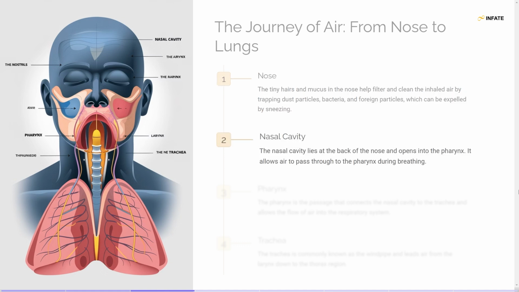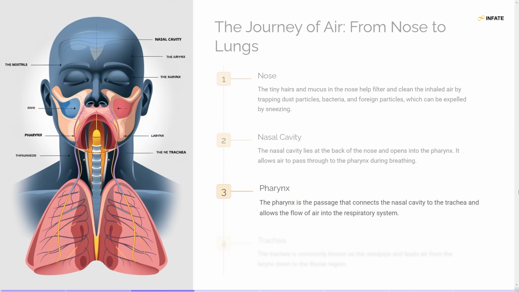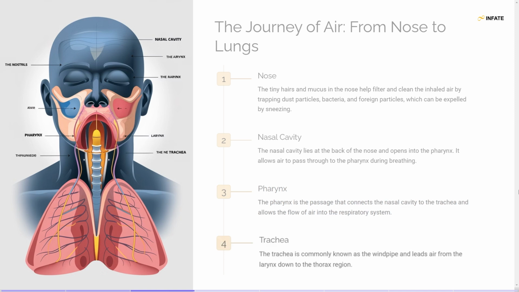2. Nasal cavity. Located at the back of the nose, the nasal cavity opens into the pharynx, allowing air to pass through during breathing. 3. Pharynx. The pharynx connects the nasal cavity to the trachea, serving as a pathway for air to enter the respiratory system. 4. Trachea. Known as the windpipe, the trachea directs air from the larynx to the thorax, continuing the air's journey toward the lungs.